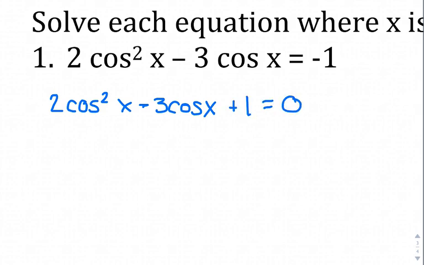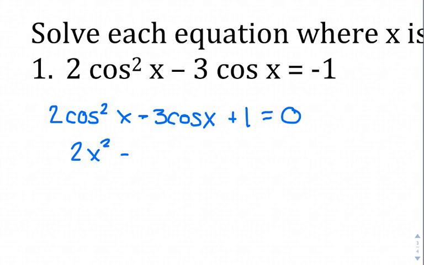When possible, remember you want all your trig values to be the same. Here I have cosine squared and cosine, so it's the same trig value of cosine. Since I have the same trig value, I can ignore the cosines and put them back in at the end. So this would be like 2x squared minus 3x plus 1. I can factor that. You can either do borrow and pay back or split the middle. I'm going to do borrow and pay back.